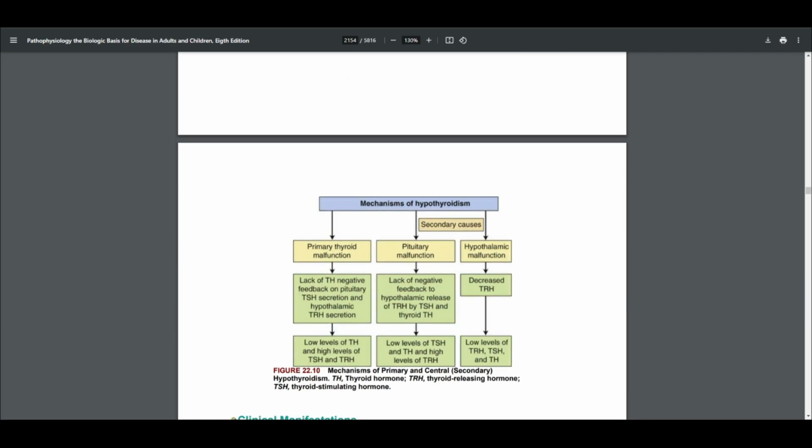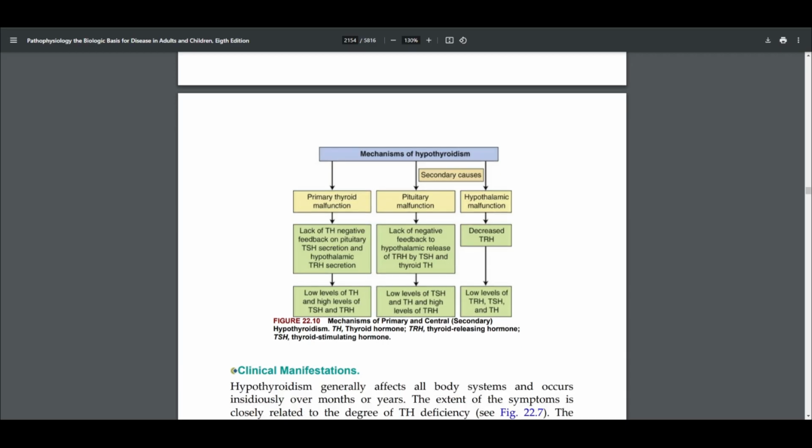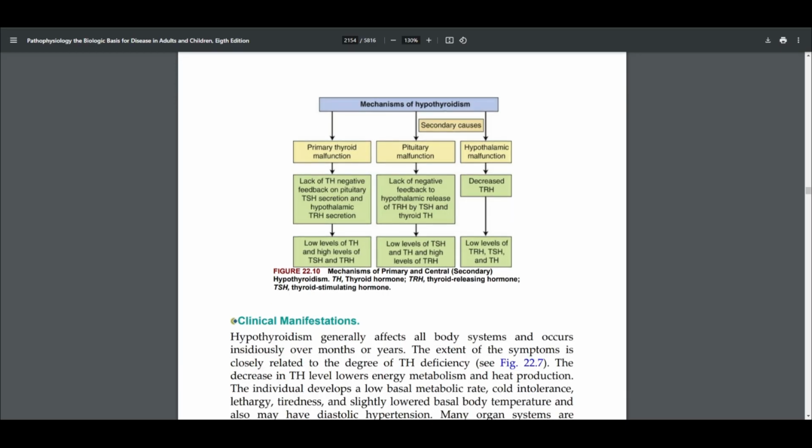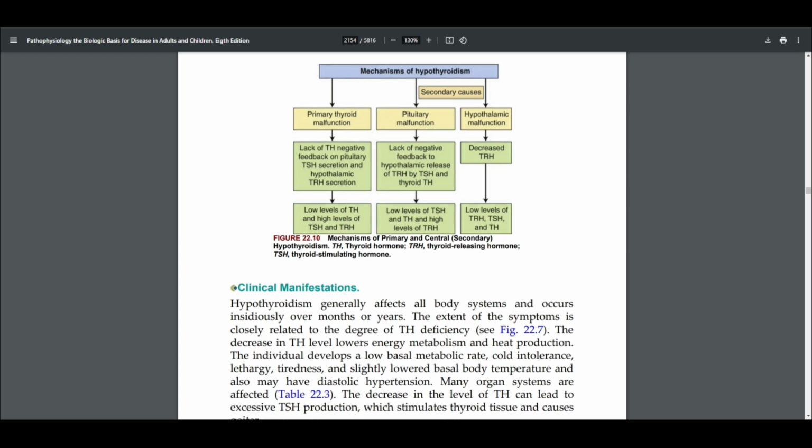So here we're taking a look at mechanisms of primary and central hypothyroidism. So I'll leave that up as I keep going.